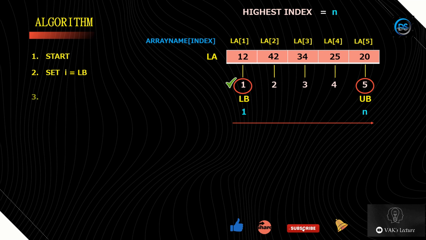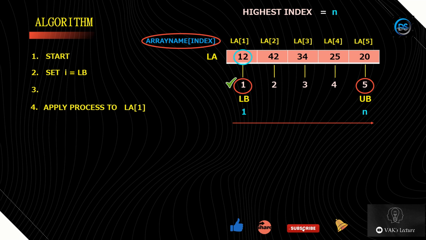And in step 3, I am not mentioning anything for a while. Next, coming to step 4. And remember, if we are doing a process on elements, we have to use the array name with the index. Here we have to display each and every element. So first we have to display 12, which is in index 1 or lower bound. So we have to use LA of 1 to display 12. So I have written here apply process to LA of 1. Process in the sense displaying only.